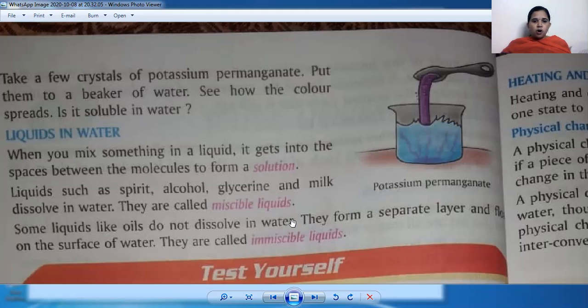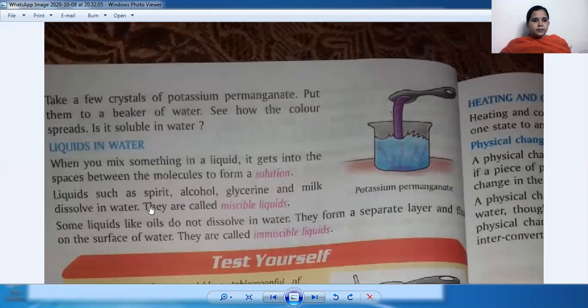Whereas spirit, alcohol, glycerin, and milk, when you mix the milk in water, it changes into milky water, isn't it? So there is no separation of that. You can't see any separate layer. So the milk won't float on the water, isn't it? It is mixed in the water. So they are called miscible liquids, whereas oil, petrol, and kerosene are not mixed in the water. They are floating on the top layer of the water. You can recognize that greasy form. So they are immiscible liquids.